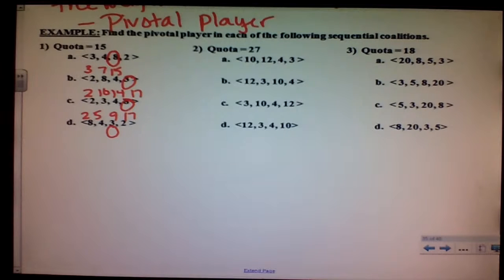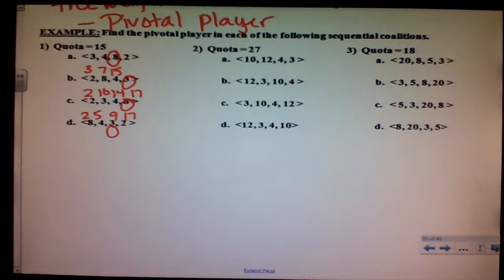Yes, now you need to set your pivotal players. Yep, you're good. Example number 2, that's 24. You have 24. I'm gonna tell you right now, that's the last question on your test.